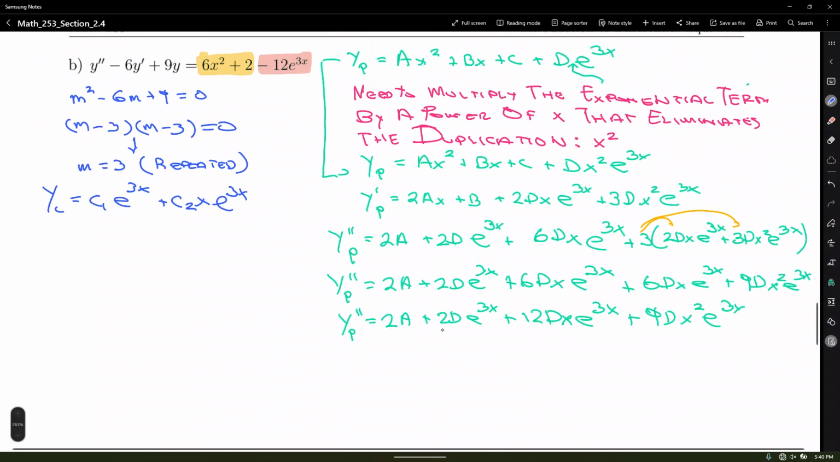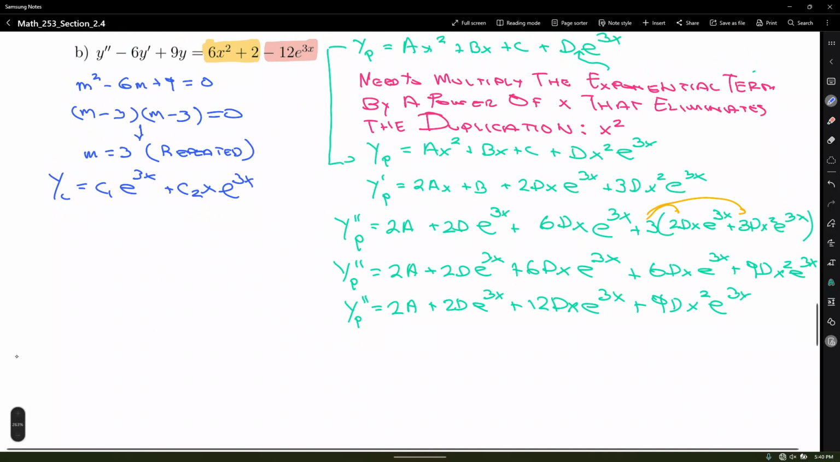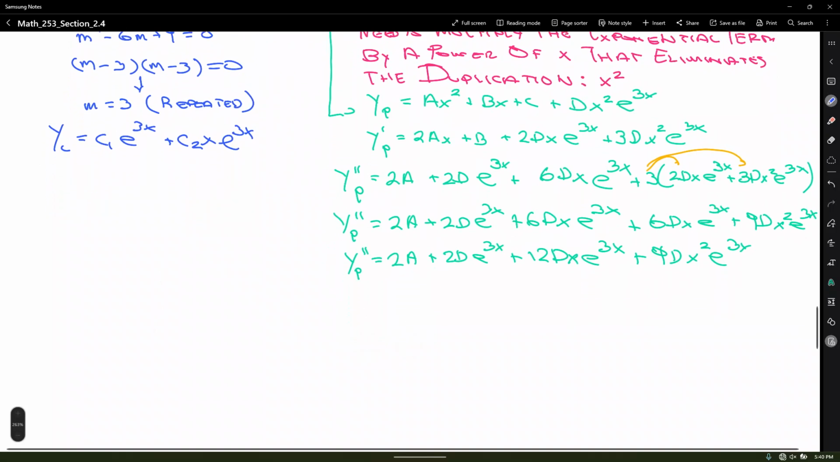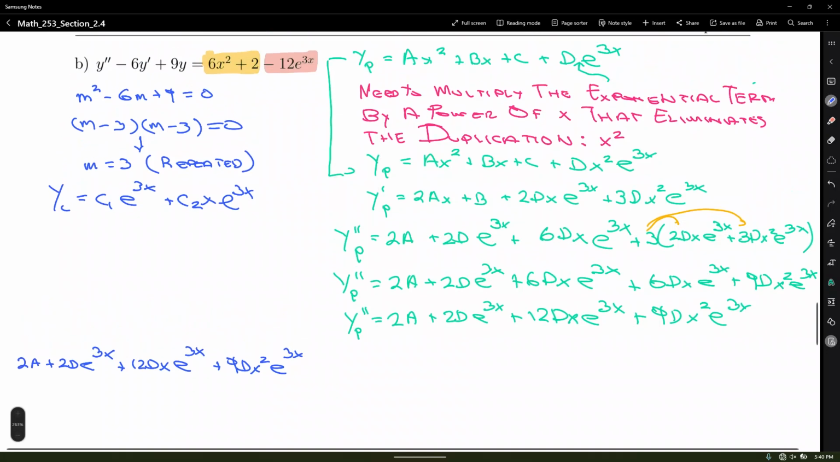Second derivative, which is all this madness here with 4 terms. I'm not going to have enough space here. So 2a plus 2d e to the 3x plus 12dx e to the 3x plus 9dx squared e to the 3x. That's just the second derivative. What else do we have?